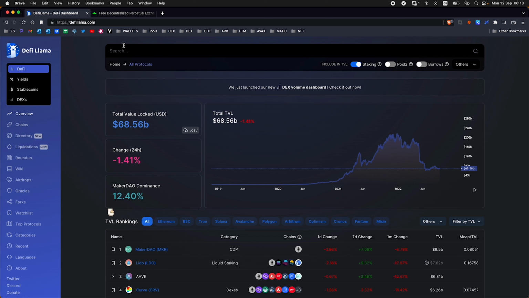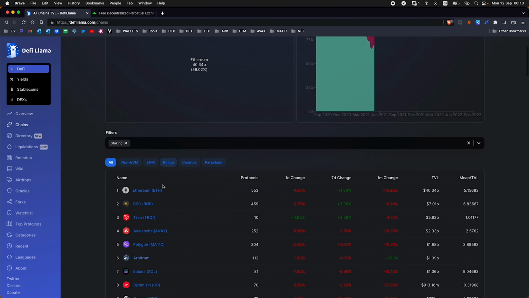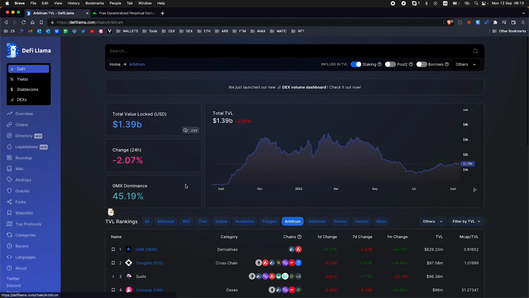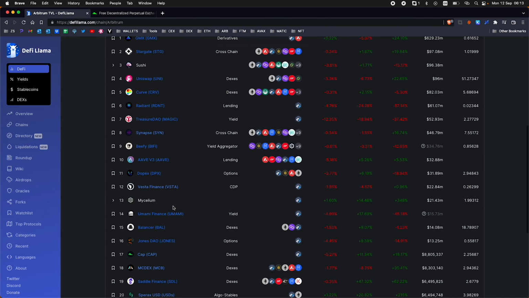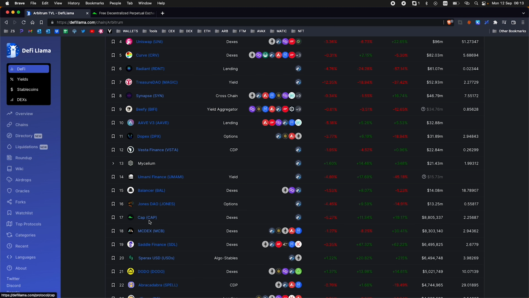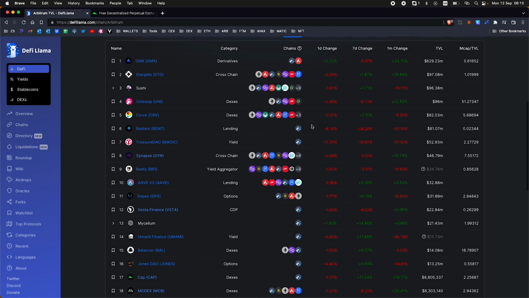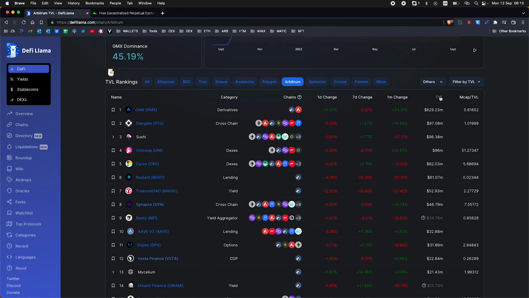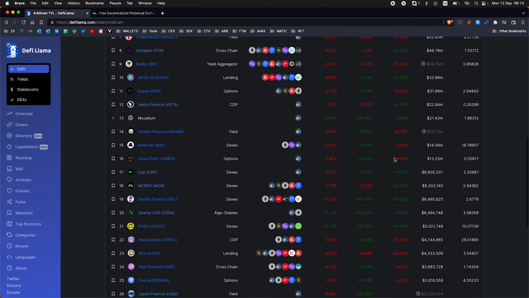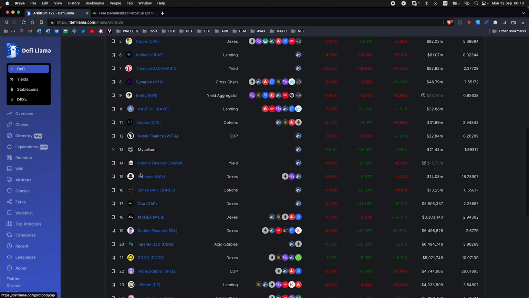So best way to get to CAP is I go to DeFi Llama. I'm going to go to Chains. I'm going to Arbitrum. And on this list, we're about 17th. When I checked it not long ago, it was at 20. So, okay, I was wrong. So, yeah, it's at 17th with 8.8 million in TVL.